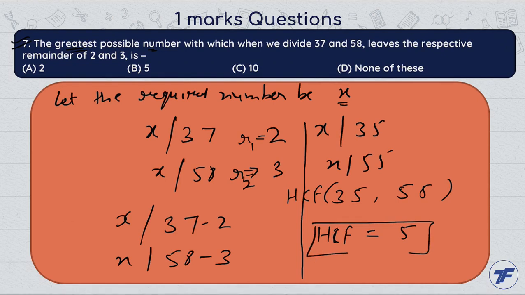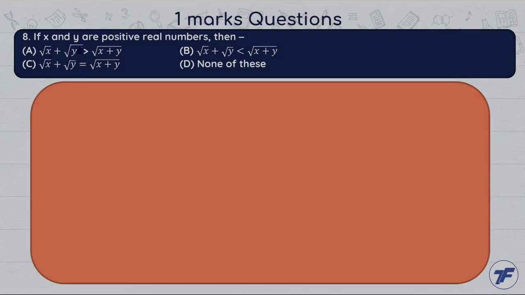How? 35 can be written as 5 into 7 and 55 can be written as 5 into 11. Now the common factor is 5. The HCF is 5. According to that, B option is correct. I hope कि आपको clear हुआ होगा. Let's move on to the next question.